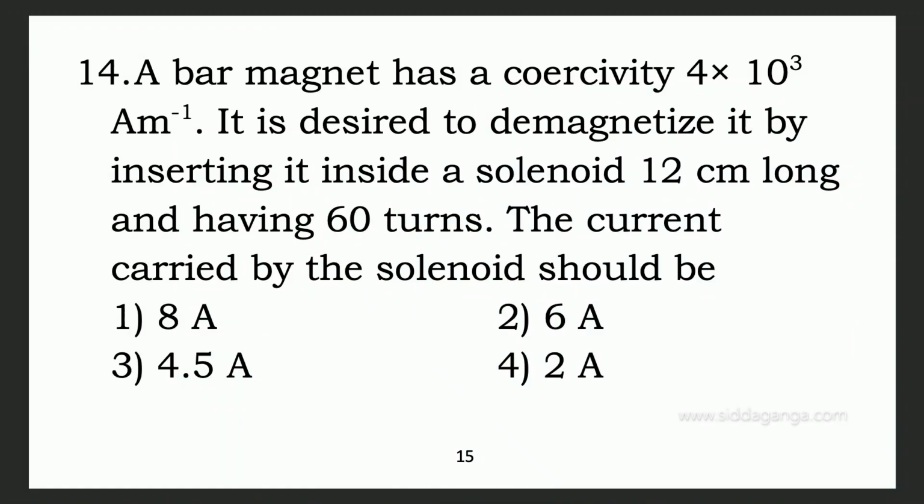A bar magnet has coercivity, given as H equal to 4 into 10 power 3 ampere per meter. It is desired to demagnetize it by inserting it inside a solenoid of 12 centimeter length having 60 turns. The number of turns is 60. The current carried by the solenoid should be.